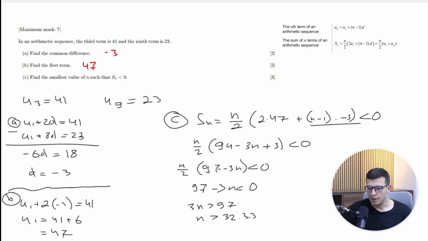Now what are we looking for here? We're looking for an integer value, and n has to be greater than 32.33. So the next available integer value will be n equal to 33. At 32, it's going to be positive. After 32.33, it's going to become negative. So the next available integer is going to be 33. So n is equal to 33.